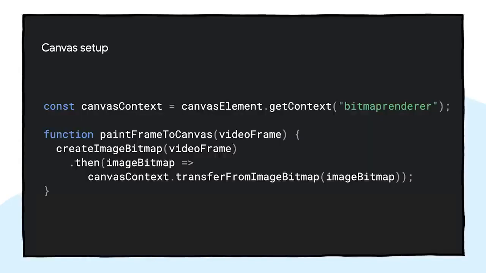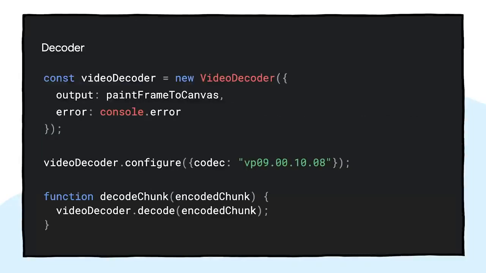Next, let's look at some simple examples for how you can use the decoder part of this. Here in this canvas setup part, we're really just grabbing a canvas's context and then making this very simple function to paint a video frame to that canvas from converting it to an image bitmap. Now, when you want to set up the decoder part, you just call this new video decoder element, and you set up the output function that we defined previously, as well as just console logging out any errors. Then you configure it with the codec that you want to use, and then you have this incredibly simple function that you just pass in your encoded chunk and call the decode function from your video decoder, and then it does the rest of the work for you.